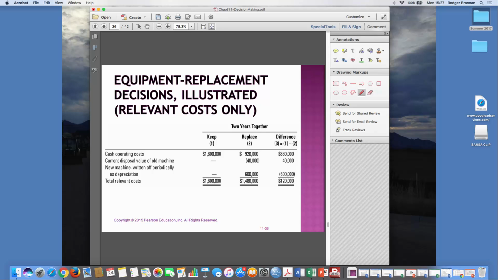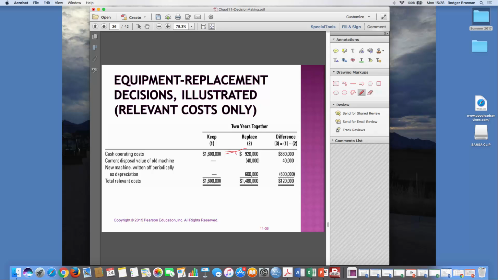Because really it comes down to: do I keep it? Do I get rid of it? Do I buy something else? My operating costs are going to be the major factor in my decision here. So what is the difference, the differential part here? What's the difference in operating cost? Well, if I keep it, I keep up the same. But if I get a new machine, it's going to be more efficient.